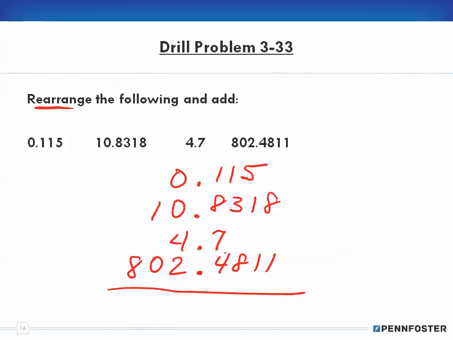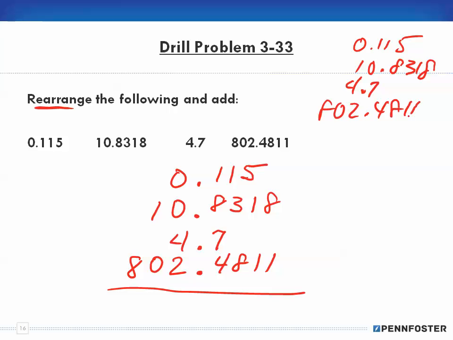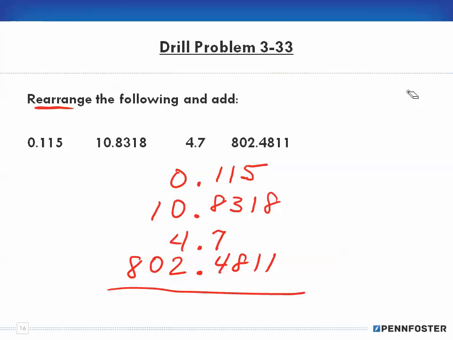If I just start willy-nilly putting, as an example, 1.5, and then 10.8318, and then 4.7, and then 802.4811, this becomes very difficult for me to be able to add up. Nothing is aligned in their proper positions. So you don't just scribble numbers onto a paper, okay? You make sure everything stays aligned.